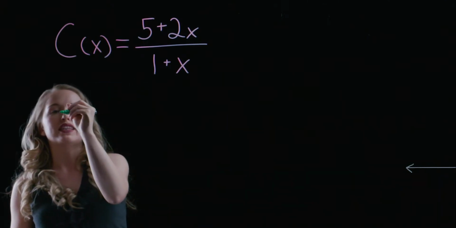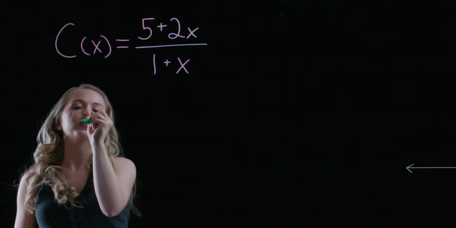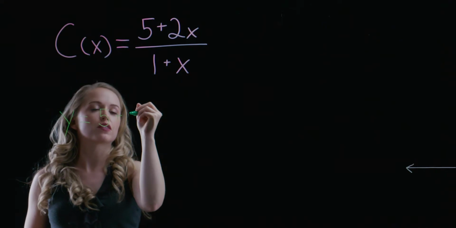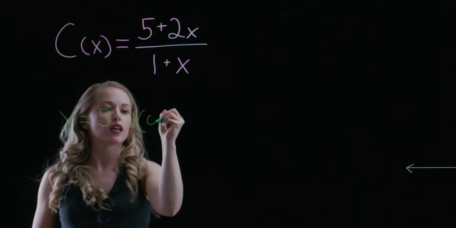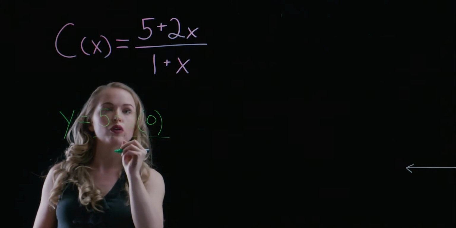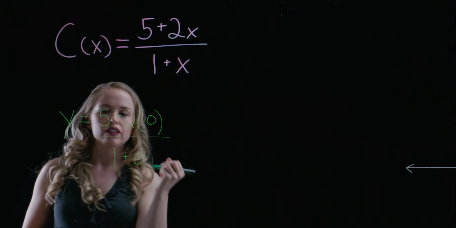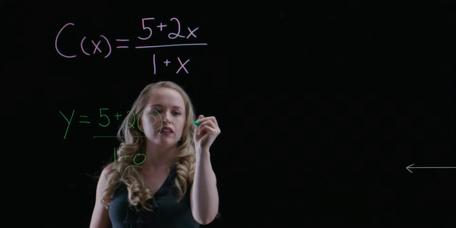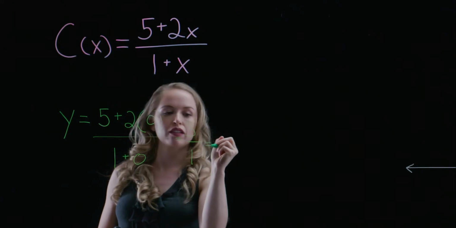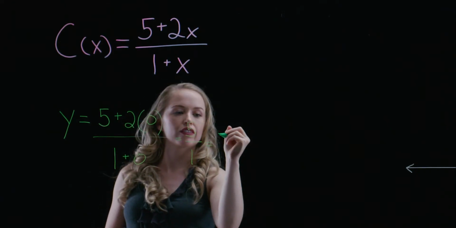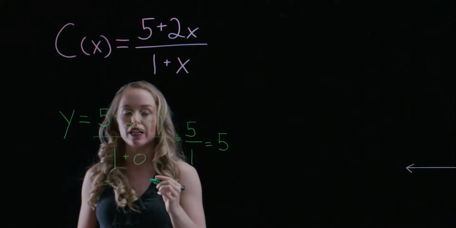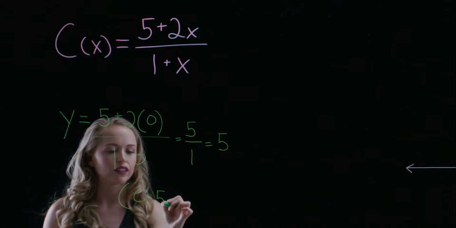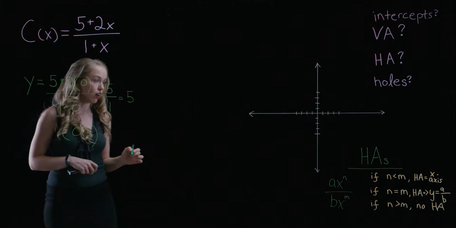So what that means is I can rewrite this as y equals, and again I'm making x 0 in this case. So this becomes 5 plus 2 times 0 all over 1 plus 0. I go ahead and simplify. 2 times 0 is 0. I wind up with a 5 on the top and a 1 on the bottom, giving me y equals 5. What that tells me is that I know that when x equals 0, y equals 5. Great, so I have one of my intercepts.